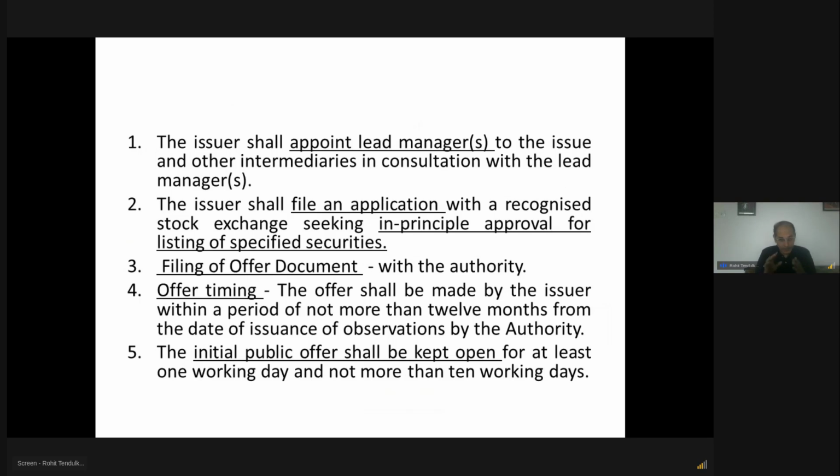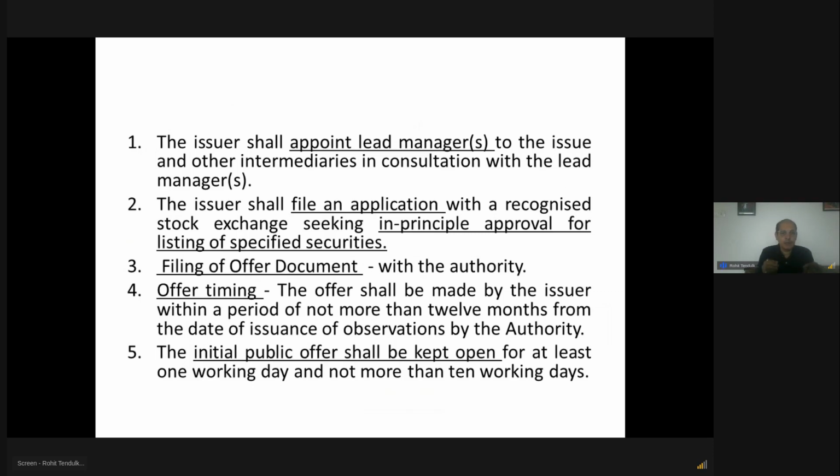Next point, operating guidelines. Now, the issuer shall appoint a lead manager to the issue and other intermediaries in consultation with the lead manager. So the first condition is that the issuer shall appoint a lead manager. Now this lead manager will appoint other intermediaries in the IFSC. Other intermediaries are like registrar to an issue, share transfer agent, depository participants and all, custodians.